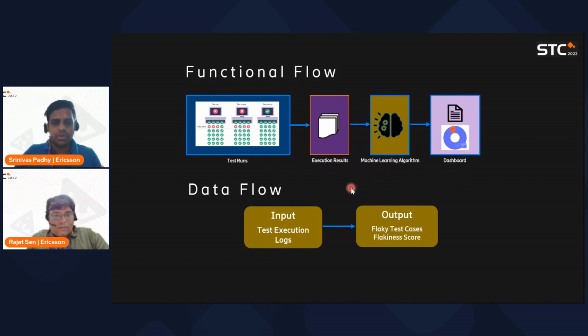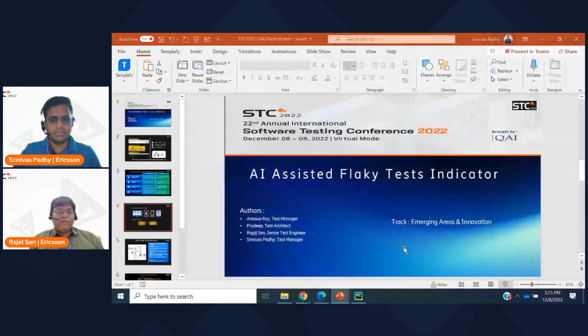And the data flow looks like this. What we need is test execution logs of any test automation framework, and the output we would get is flaky test cases out of all the test cases that you provide, along with a flakiness score. I'll come back to the flakiness score when we see the demo. So let's quickly go to the demo and see how it looks.